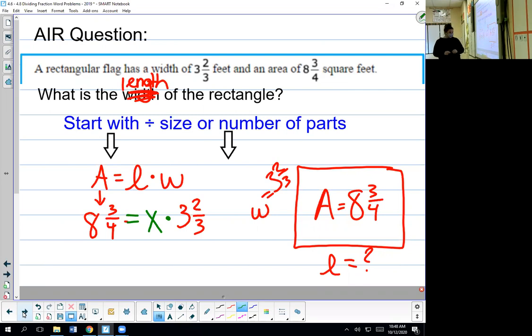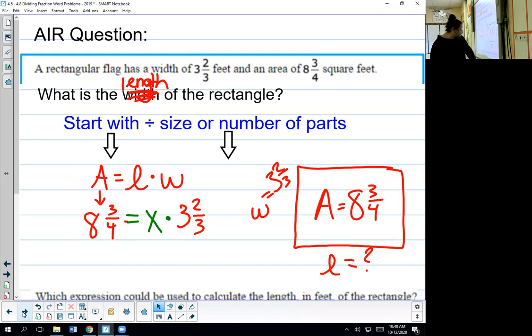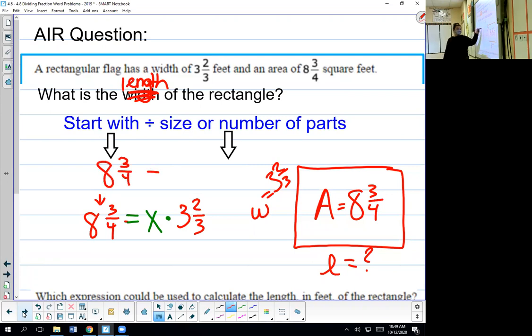Now here's the part we got to think about. What is the correct order? What would be the order in which I would get my answer? What would you say here? I'm going to go ahead and put this right here. What would you start out with? Would you do 3 2/3 divided by 8 3/4 or 8 3/4 divided by 3 2/3? Which one do you think goes first? Yeah, you start out with area. That's what you know, right? The whole area? Correct. So 8 3/4 divided by 3 2/3.